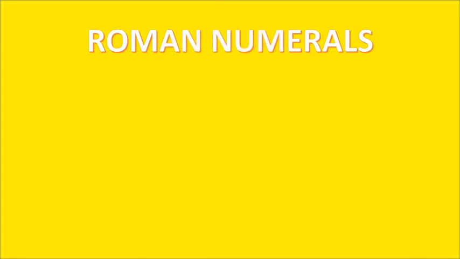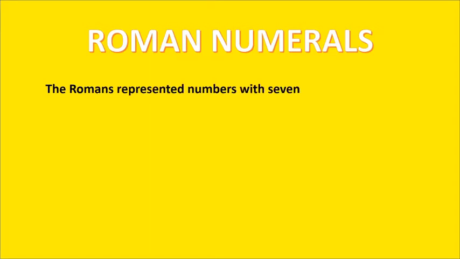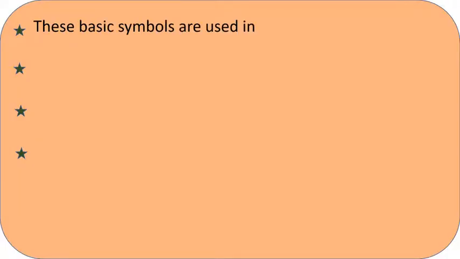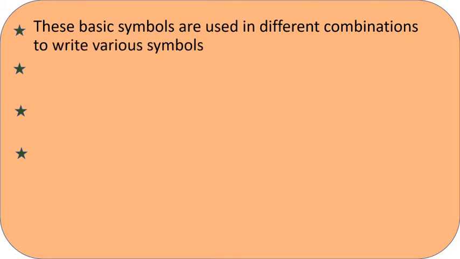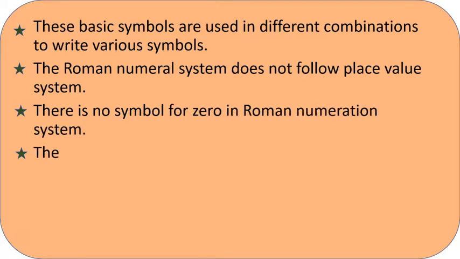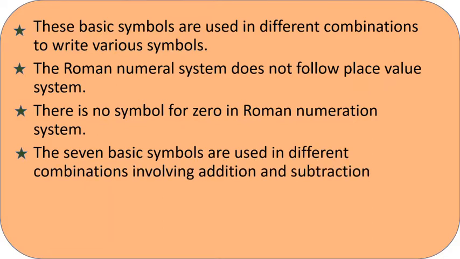Roman numerals. The Romans represented numbers with seven basic symbols. I, 1; V, 5; X, 10; L, 50; C, 100; D, 500; M, 1000. These basic symbols are used in different combinations to write various numbers. The Roman numeral system does not follow the place value system. There is no symbol for zero in the Roman numeration system. The seven basic symbols are used in different combinations involving addition and subtraction to form numbers.